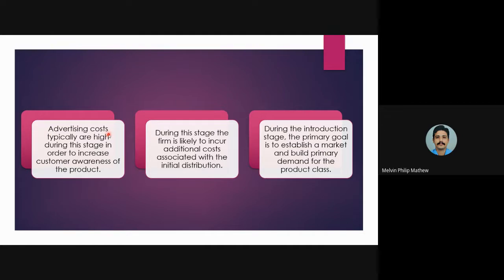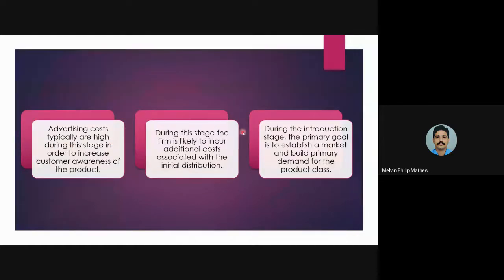We have to give advertisements so that customers will be aware of the product that is being released and its benefits. So the advertising cost will typically be high during this stage in order to increase customer awareness of the product. That is one of the reasons why the sales are also low there. We are spending most of the cost here on advertising.